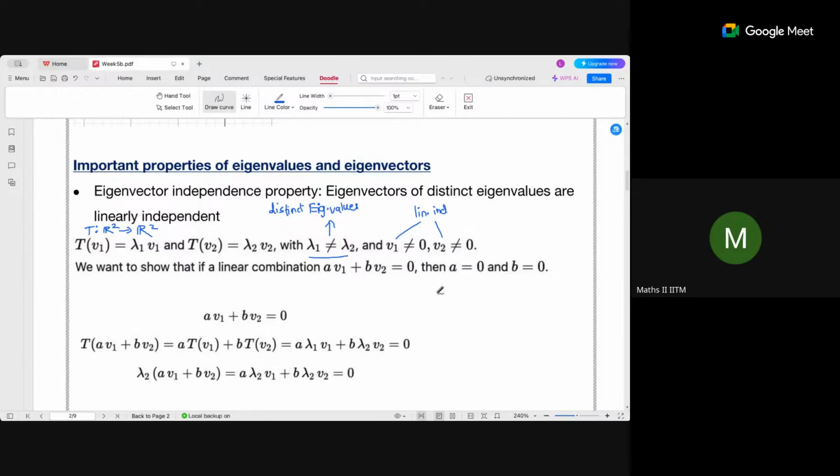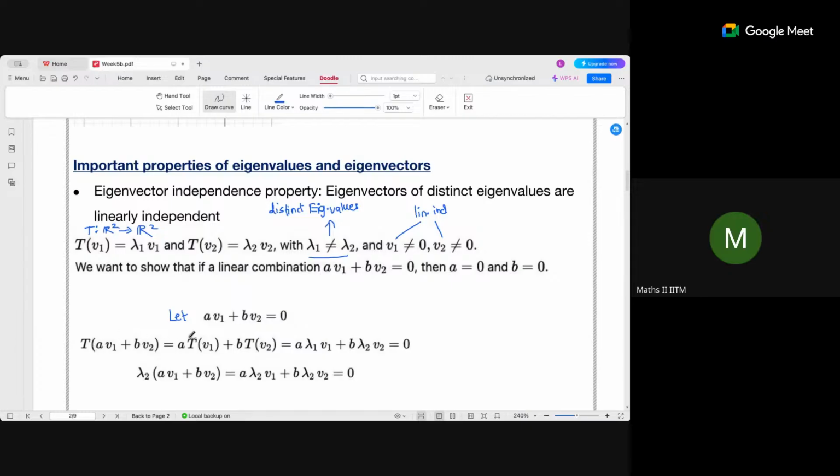Now, how can we see this? Here is a simple proof. How do you prove linear independence of any two vectors? Either you see whether they are multiples of each other, or use the usual definition. You take a v1 plus b v2 equal to 0, then you show that a equals 0 and b equals 0. So let a v1 plus b v2 equal 0.